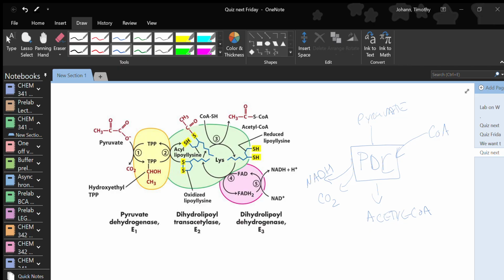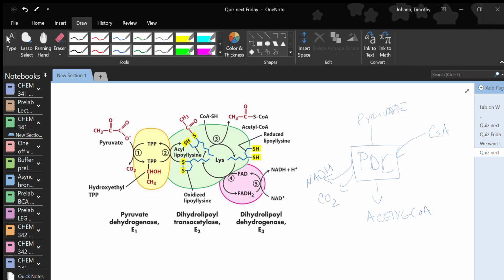We now have a reduced lipolysine here, or lipoate. That lipolysine now needs to be reoxidized so we can do this again. And so doing that, it's going to hand off its electrons along with these two hydrogens to FAD to make FADH2. So this has now been reduced. But this is bound to the enzyme. It can't float off to the electron transport chain on its own. FAD doesn't do that.